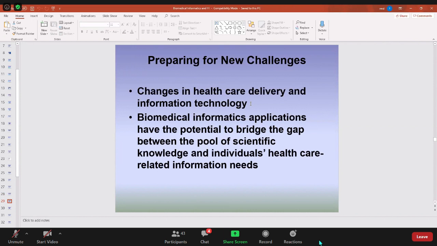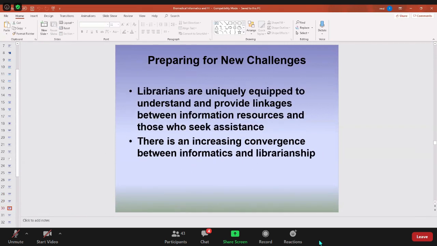So biomedical informatics applications have the potential to bridge the gap between the pool of scientific knowledge and individuals' healthcare-related information needs. So it's not only the patients, but the healthcare professionals as well. Apart from that, librarians are uniquely equipped to understand and provide linkages between information resources and those who seek assistance. So there is an increasing convergence between informatics and librarianship.